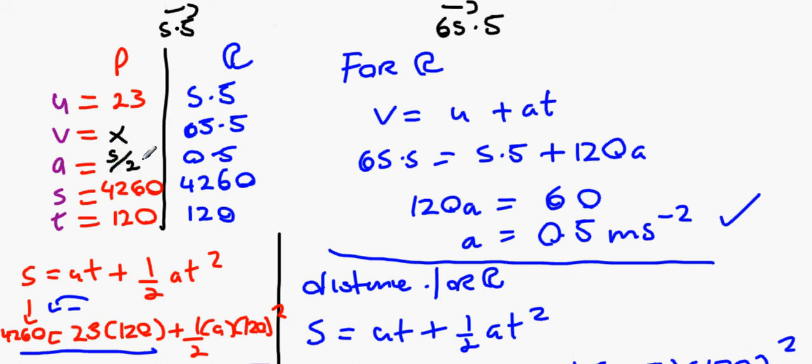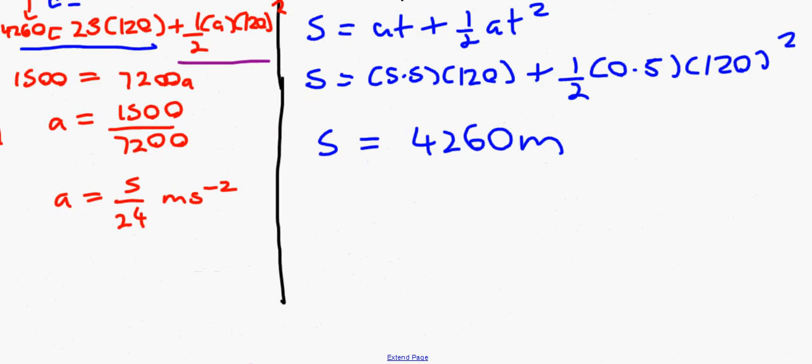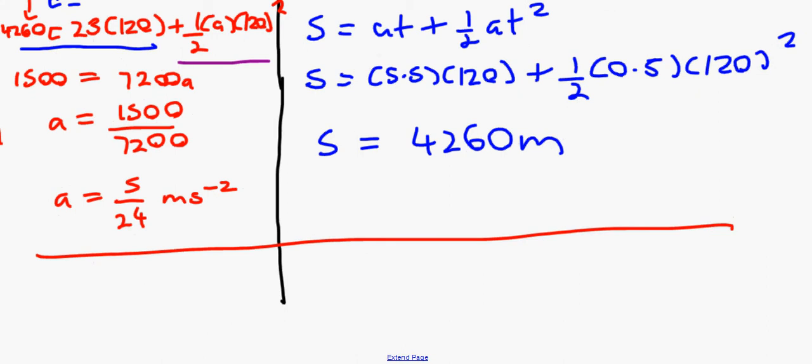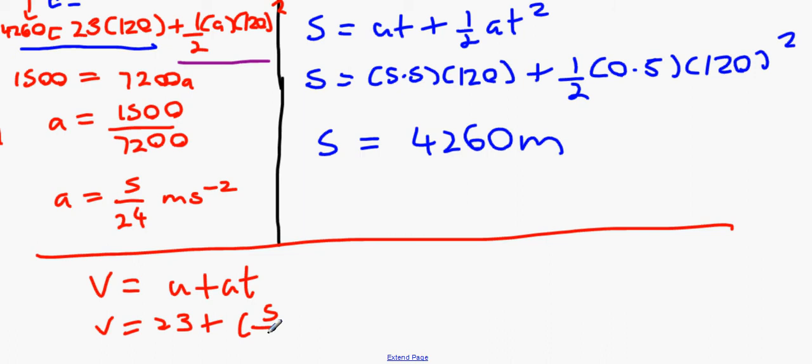So now we have to find out our new target of V. I'll just use V equals U plus AT. Quite easy. Once again, we're using red calculations to show that it has something to do with P. Okay, so V equals U plus AT. Very easy question here. So V ends up to be 23 plus 5 over 24 times T, which is 120. Okay, and what we're going to get is V equals 48 meters per second.